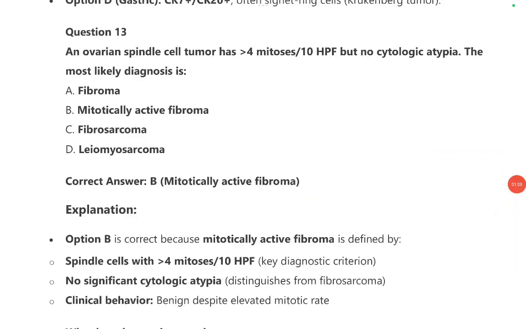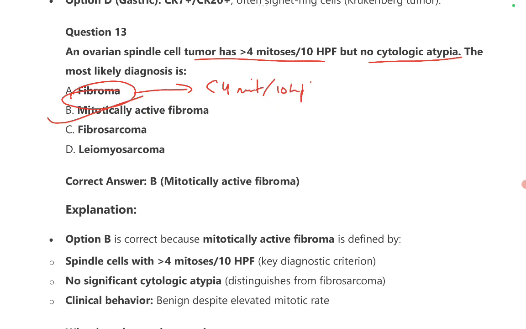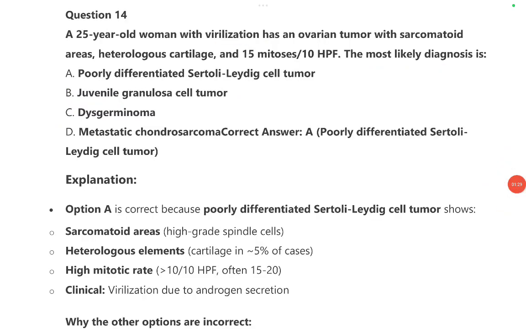Let's do another question. An ovarian spindle cell tumor has a mitosis of greater than 4 per 10 high power fields but with no cytologic atypia. Most likely diagnosis in this case would be mitotically active fibroma, because in case of classic fibroma the mitosis is limited to 4 per 10 high power fields. So let's move on to the next question.